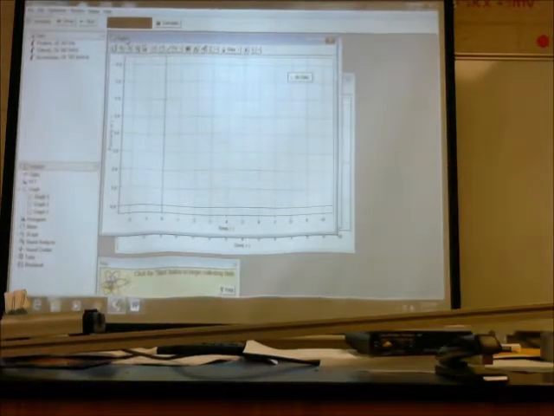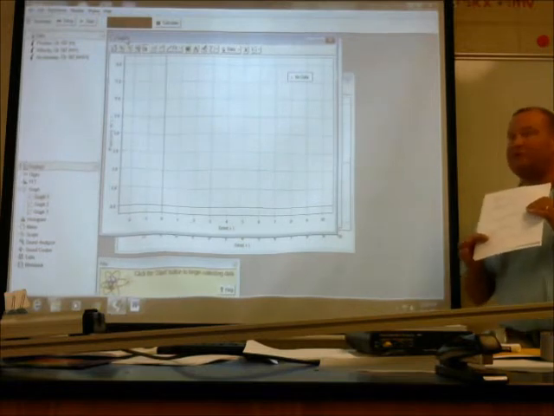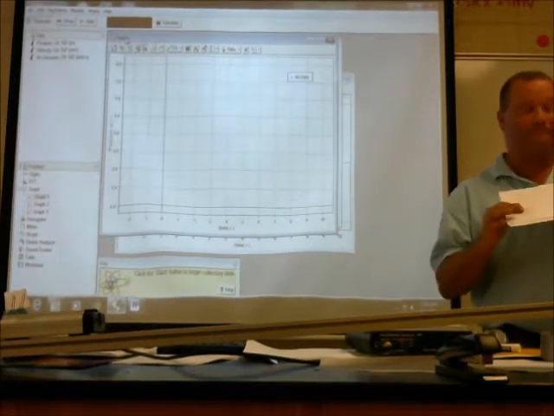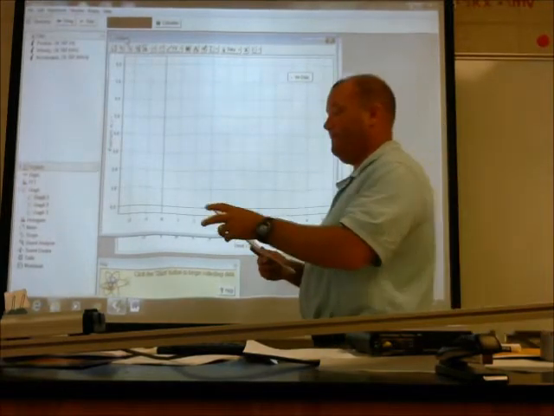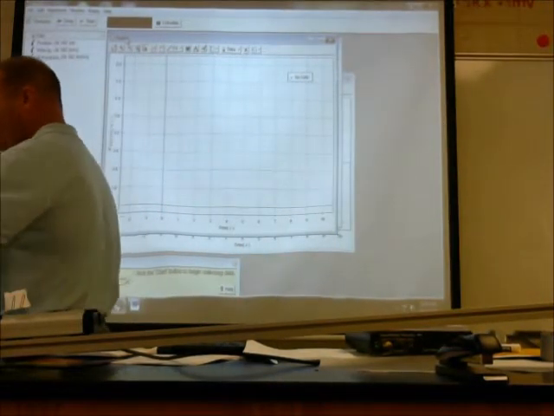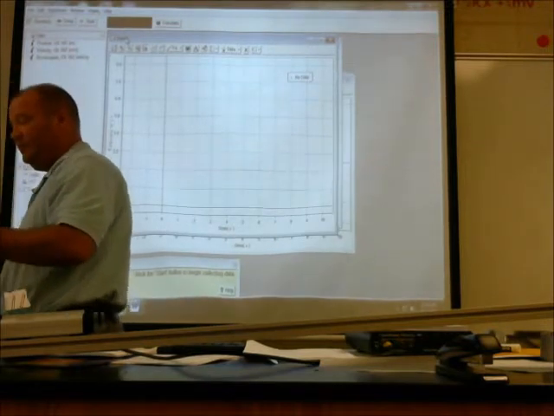All right, so we had those problems from yesterday. We're going to look at predicting the graphs: position versus time, velocity versus time, and acceleration versus time. Try this right here.